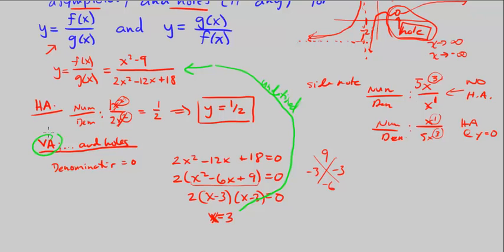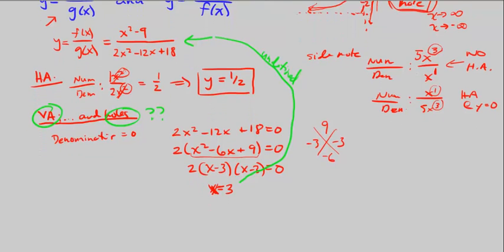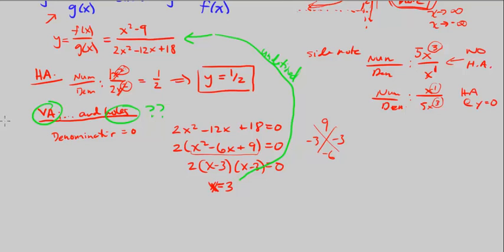So do we have a vertical asymptote or a hole there? Well, let's see if we can figure this out. Okay, so let's look again at our function. We have y is equal to, I'm just copying from here, x squared minus 9 over 2x squared minus 12x plus 18. Okay, so let's factor and simplify this.